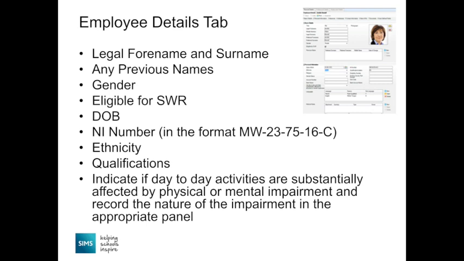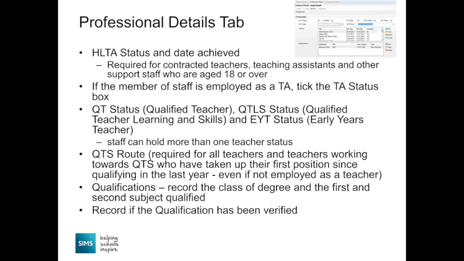In the professional details tab, we're collecting the high-level teaching assistant status and the date that was achieved, and that's required for contracted teachers, teaching assistants and other support staff who are aged 18 or over. If the member of staff is currently employed as a teacher assistant, then click the TA status box. If they're a qualified teacher, then record their status and the route to the qualification.